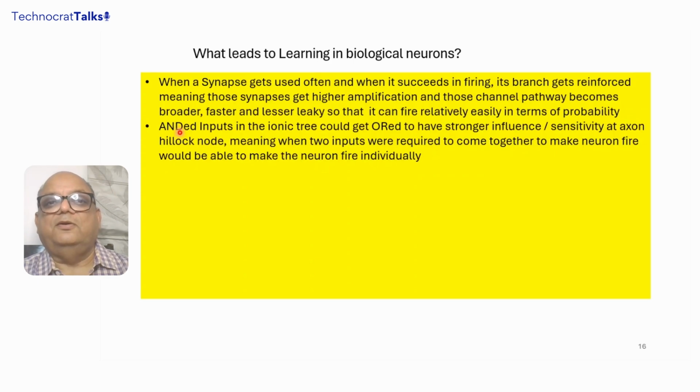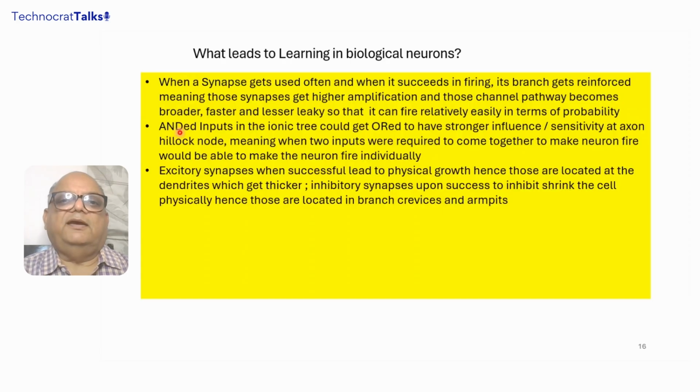And conversely, it will also happen that previously they were connected directly to n0, but they have not worked for a long time, they have not succeeded, so they will get ANDed. So they will only work when something else also is present. So it works both ways.